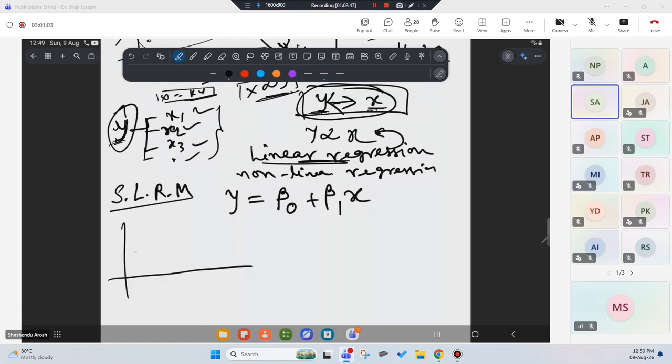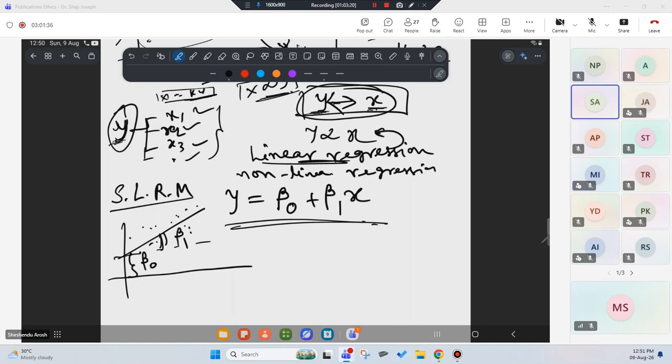So it looks something like this. Given that a lot of points are there, somehow I have found this particular line equation. How we found it, we'll talk about later. So assume we are finding this particular line, where the constant value is given by beta 0 and the slope of this line is nothing but beta 1. That's how we are creating this line. So beta 0 is the y-intercept.